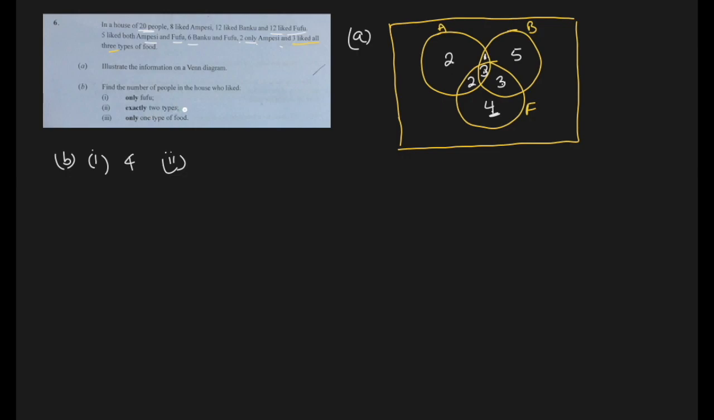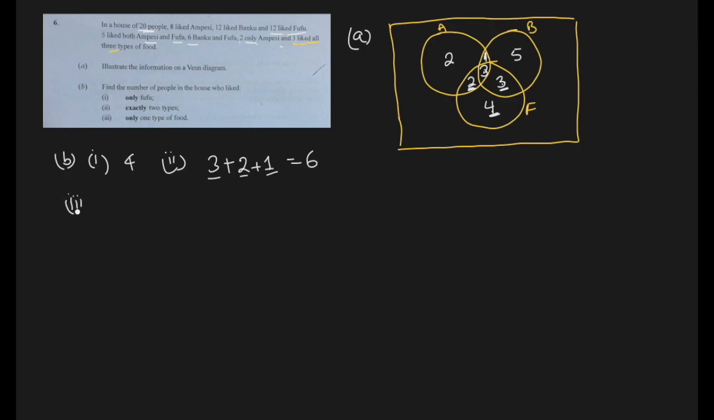Exactly 2 types of food. 2 types of food, exactly. That means if I include this 3, it will become 3 types of food. So this 3 is the only one in this part. So 3 plus this 2 is only 2 types of food, and this 1 here, these 3 areas are having only 2 types of food. So 3 plus 2, 5 plus 1, 6.